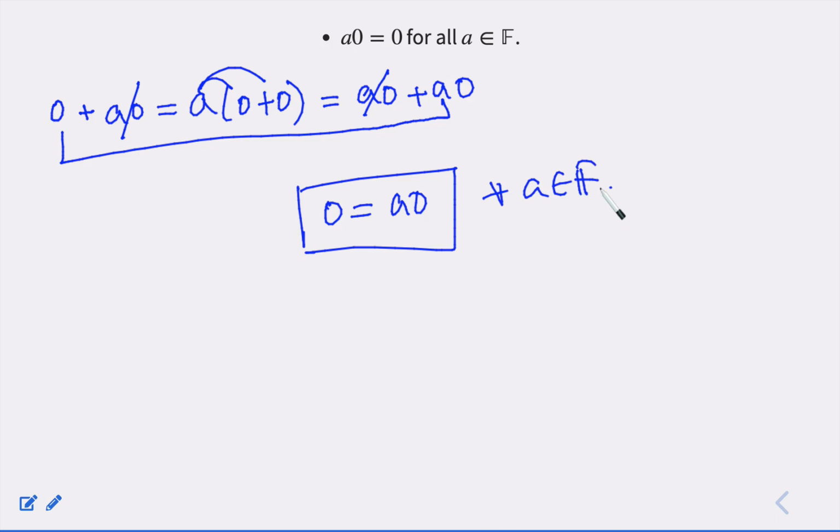Okay. So that's all about some of the basic properties of vector spaces before going to subspaces. So in the next lecture we'll discuss the subspaces.